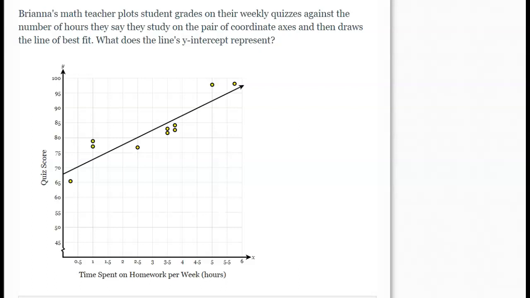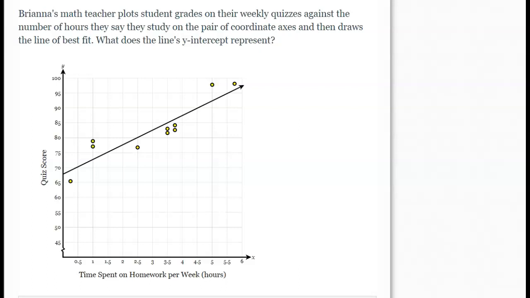So we're looking at the y-axis to find the y-intercept, where that hits. We can see that the y-axis represents quiz scores, okay? And then the x-axis represents the amount of time spent on homework per week. So bottom is time, the y-axis is quiz scores. So what does the y-intercept mean? What does it mean here when 0 hours are spent studying?